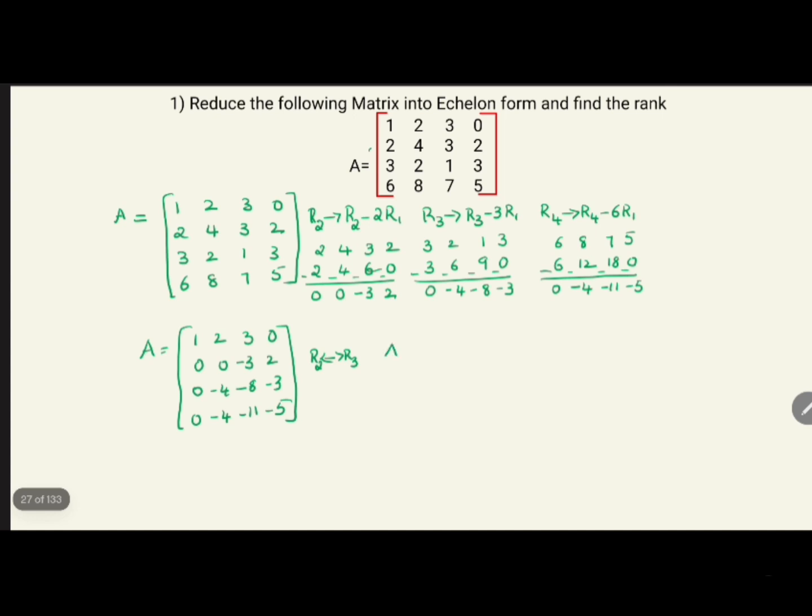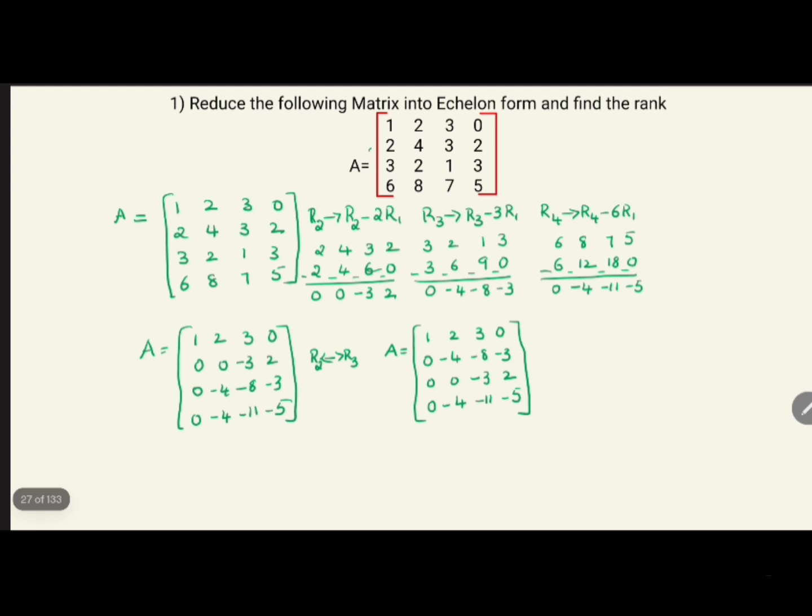So if I swap R2 and R3, that is interchange the rows R2 and R3, the first row remains the same. Now the third row becomes the second row, so 0 minus 4 minus 8 and minus 3. Now the third row is 0 0 minus 3 2. Fourth row remains the same, 0 minus 4 minus 11 and minus 5. Is that clear, students? The diagonal element should not be 0. For that reason I swapped with R3.